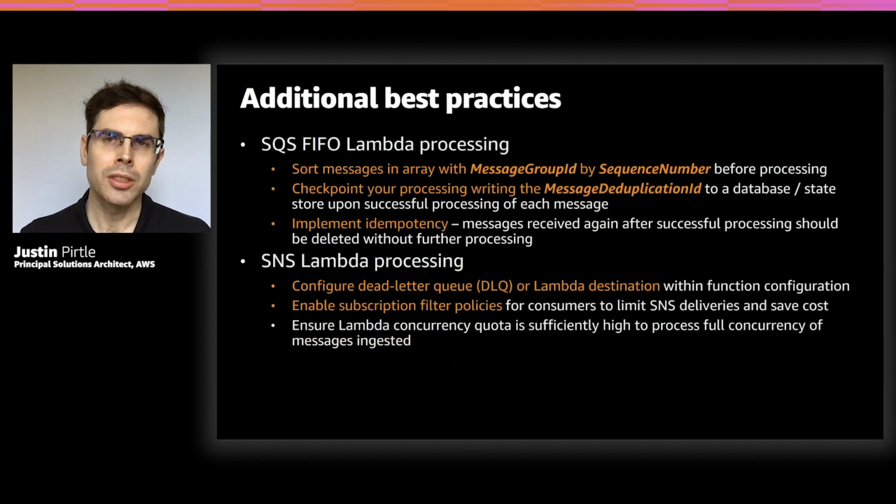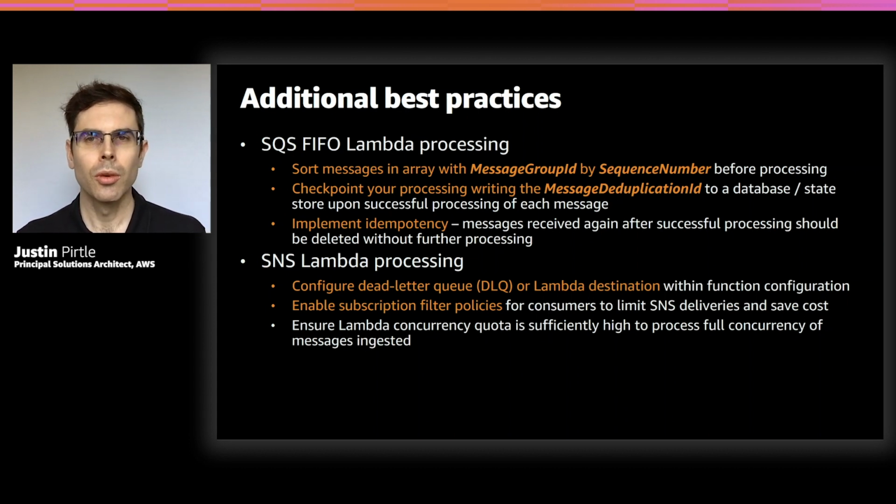For a few additional best practices to recap, as we've mentioned with Lambda FIFO processing, you want to group and sort the messages in your code in that array before you process them. And you need to be doing idempotency processing by checkpointing with the message deduplication ID. With SNS Lambda processing, because it's an asynchronous event source, it's extremely important to configure a dead letter queue or an on-error Lambda destination inside the consumer, the Lambda function itself, so you don't lose messages. And then optionally configure filter policies if only certain consumers need messages and others do not.